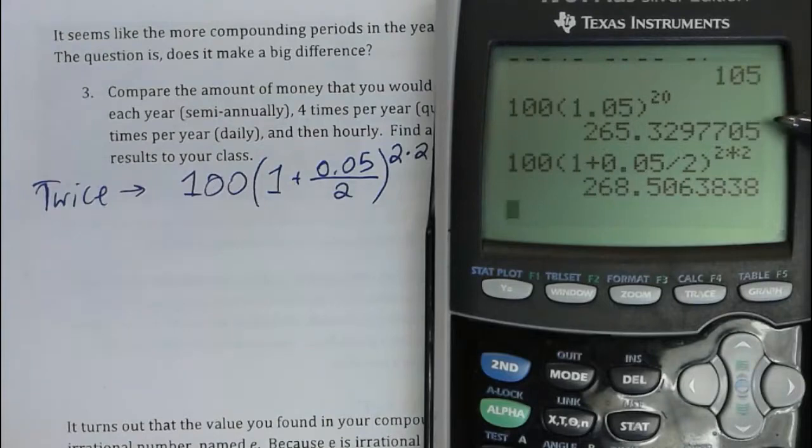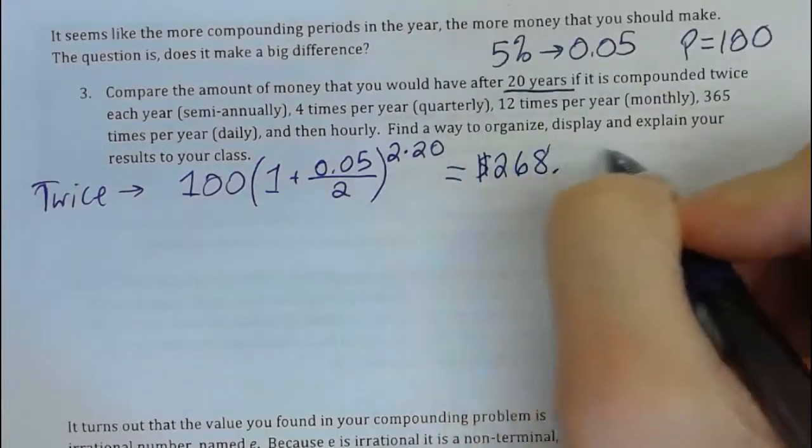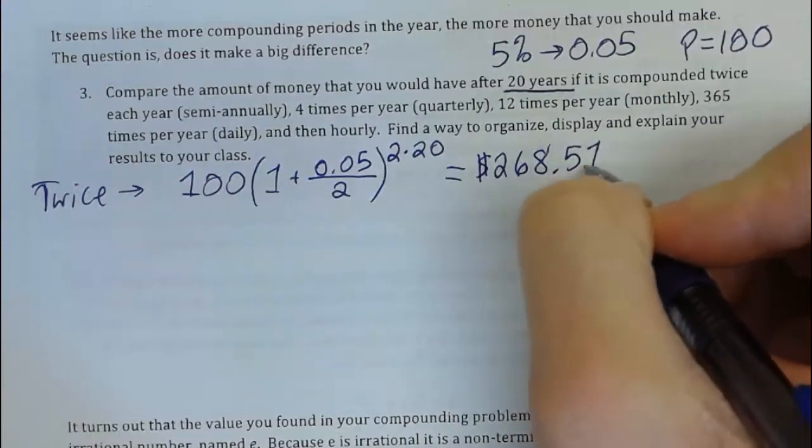$268.51. So you can see, compared to 20 years just compounding once a year right above it on my calculator, we've gained $3 and change on that difference. So we have now $268.51.